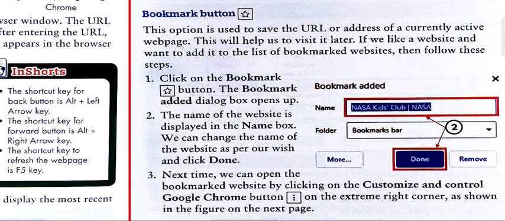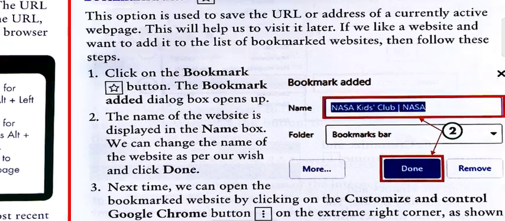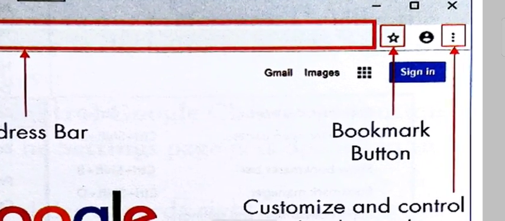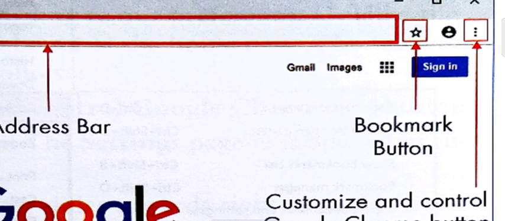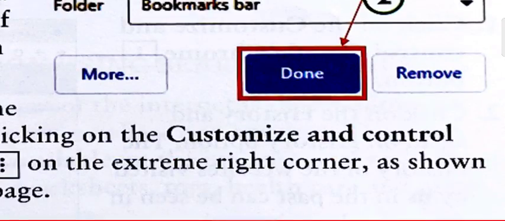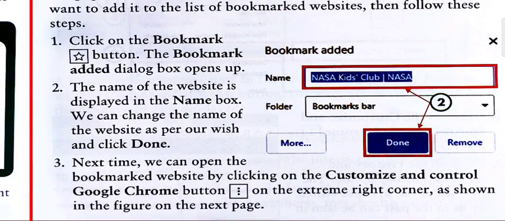So we can easily change the name of the web address. Next, we can open the bookmark website by clicking the Customize and Control Google Chrome button. These three buttons are there. Here you can see these three buttons in the web browser window, at the extreme right corner, as shown in the figure on the next page. We need to click on this three-button.